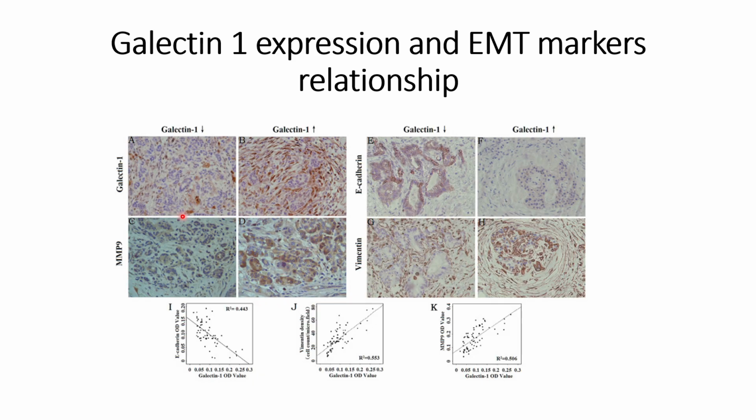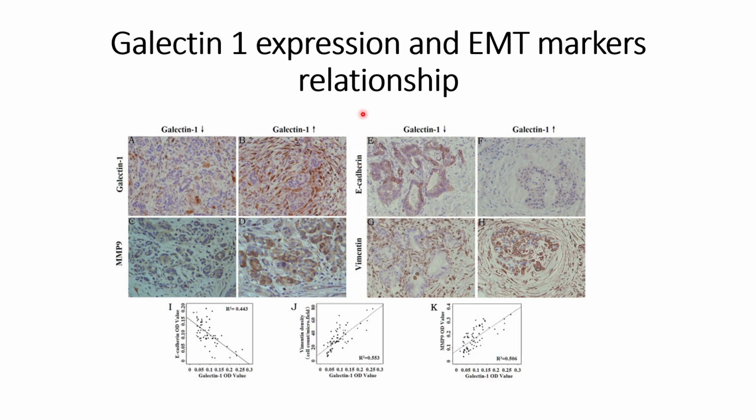These are quantified, that is, galectin-1 and MMP9 are quantified in panel K, where we can see that MMP9 and galectin-1 are directly correlated. With an increase in galectin-1 expression, there is an increase in MMP9 expression. That is, panel B shows increased galectin-1 and the respective MMP9 also increases.